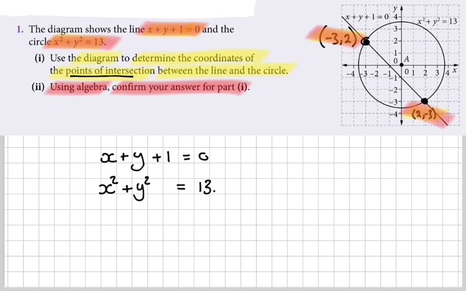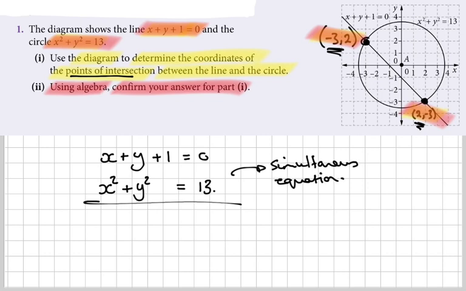Now, if I want to solve these two equations to prove that this is actually where they're crossing, I have to solve them using simultaneous equations. The reason I have to use simultaneous equations is because in both equations I have two things I don't know, and I can only solve equations when I have more than one thing that I don't know with simultaneous equations. That's the best way to go about solving them.